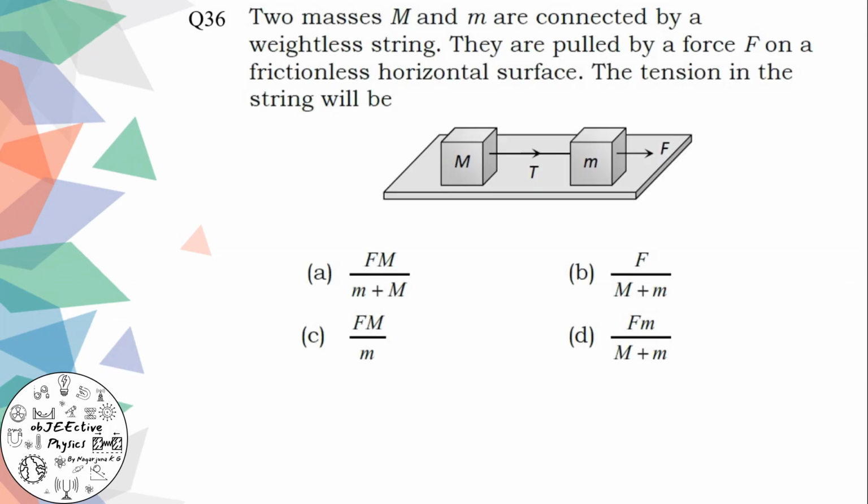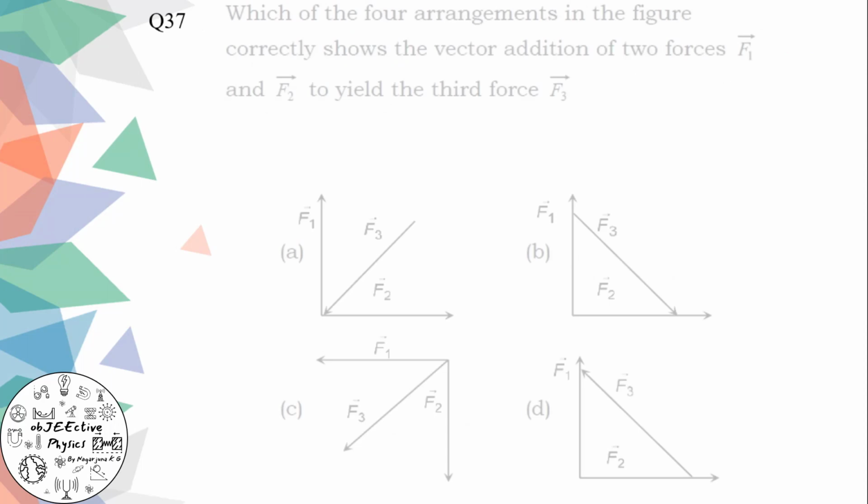Two masses, capital M and small m, are connected by a weightless string. They are pulled by a force capital F on a frictionless horizontal surface. The tension in the string will be. Solution. We know that acceleration in this case, a, is equal to capital F divided by small m plus capital M. Therefore, tension is equal to M into a, that is equal to capital M into F divided by small m plus capital M.